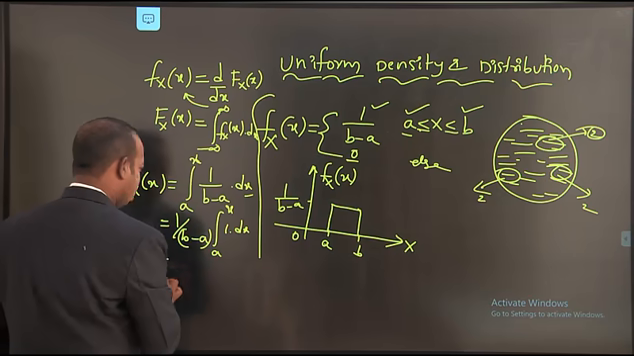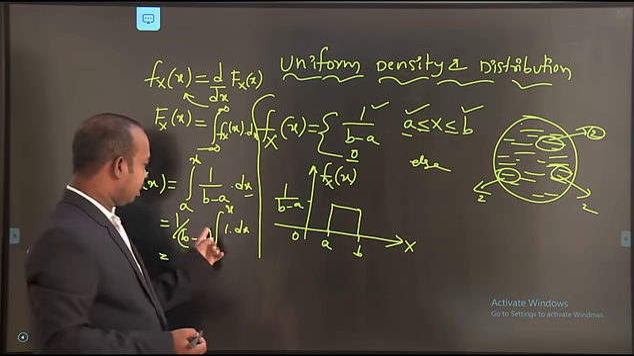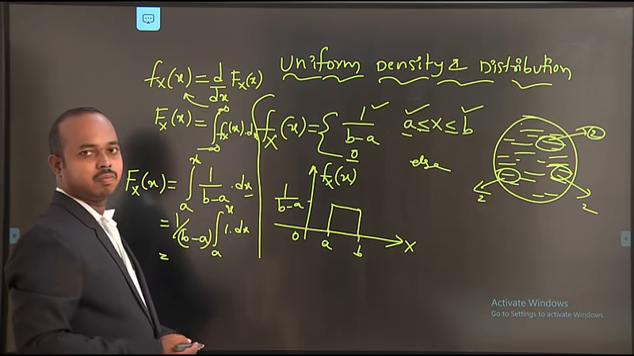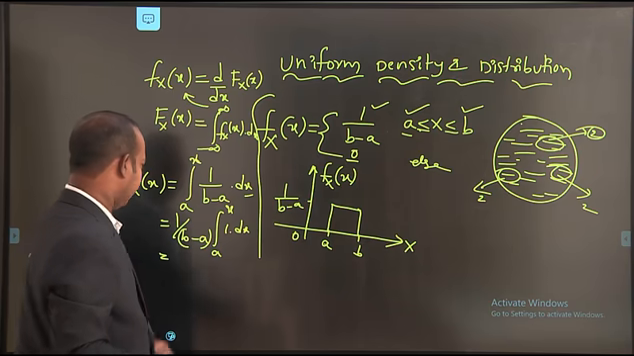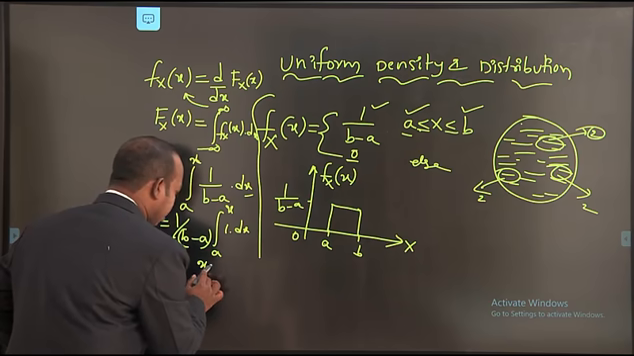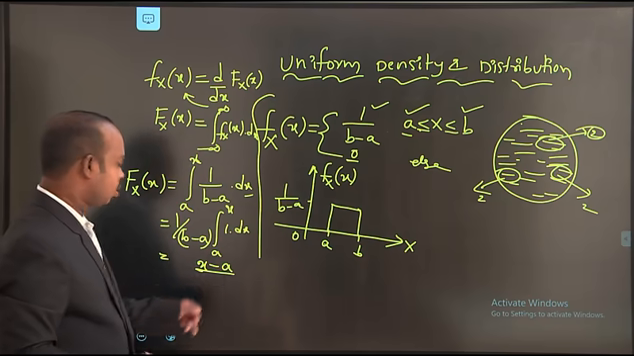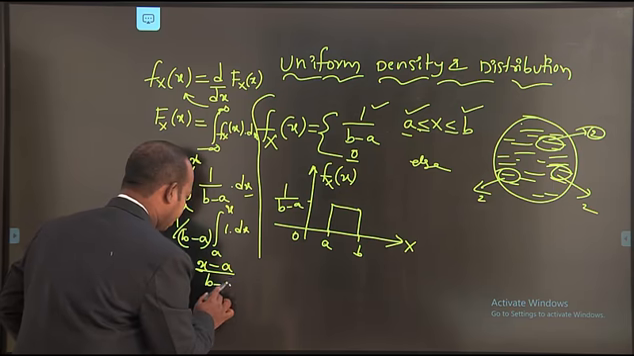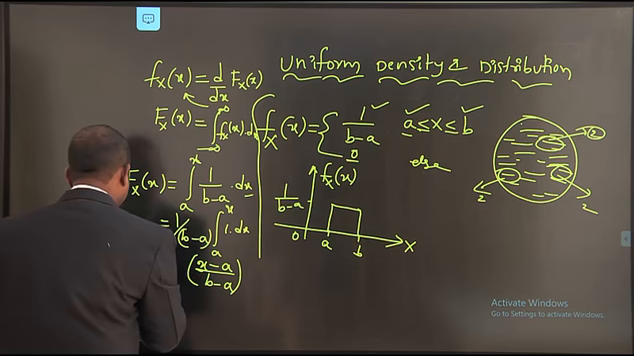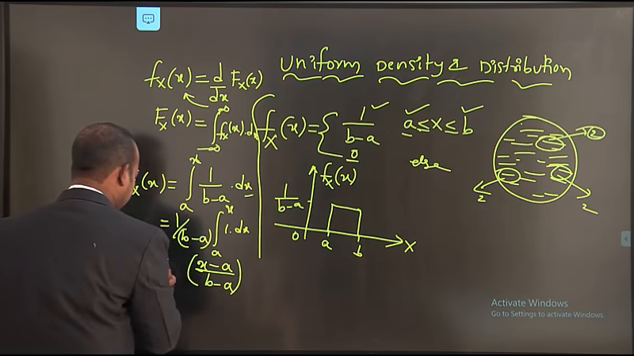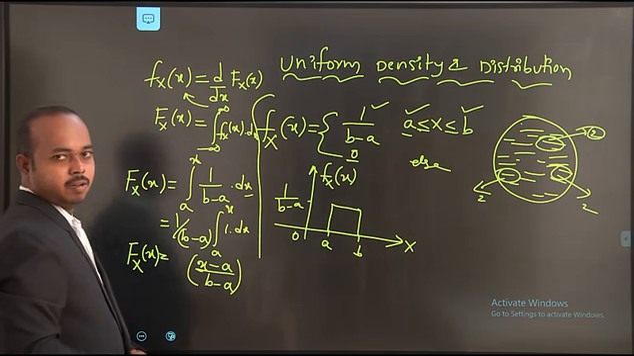Now we can apply the integration. The integration of 1 gives x. We substitute the limits, higher limit x and lower limit a, and obtain x minus a divided by b minus a. This function is capital F_X(x) equals x minus a divided by b minus a.